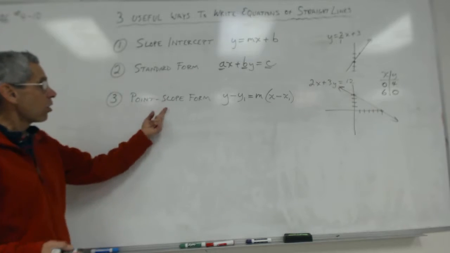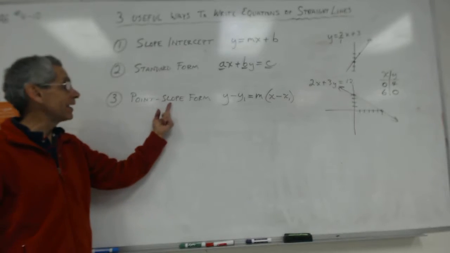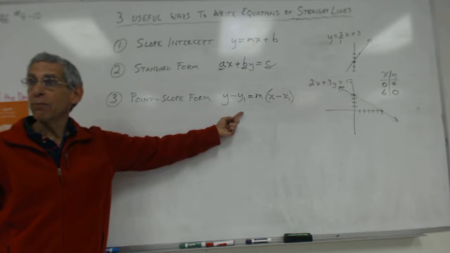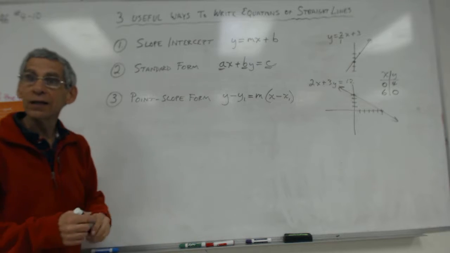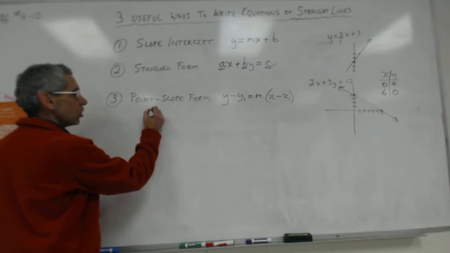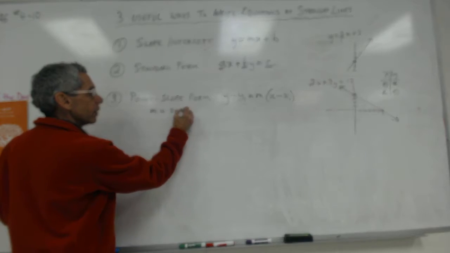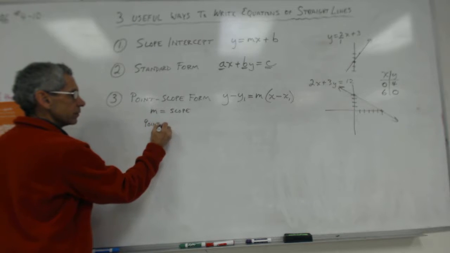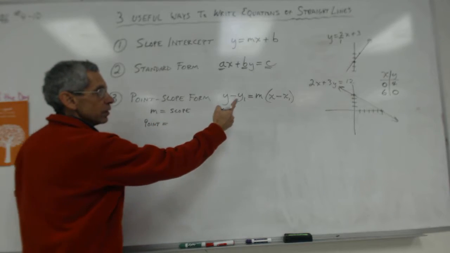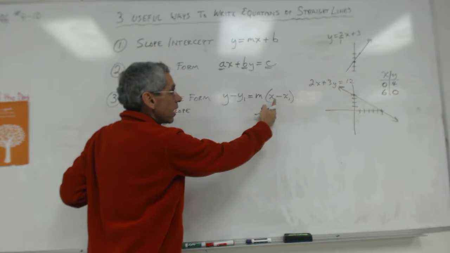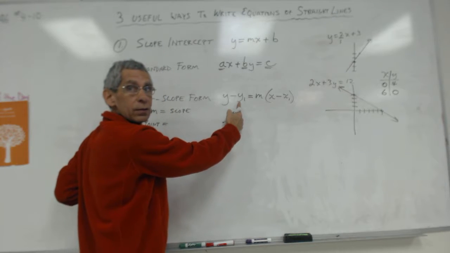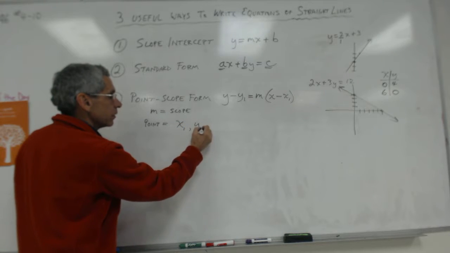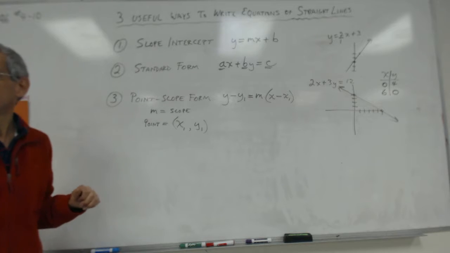They call it point slope form. They give you a slope automatically in this. They also give you a point automatically in this. Really, really useful to know that. So we know the slope, m is equal to the slope. Now the point is this. It is x sub 1 comma y sub 1. You see that? So it's going to be x sub 1 comma y sub 1. That's your point.